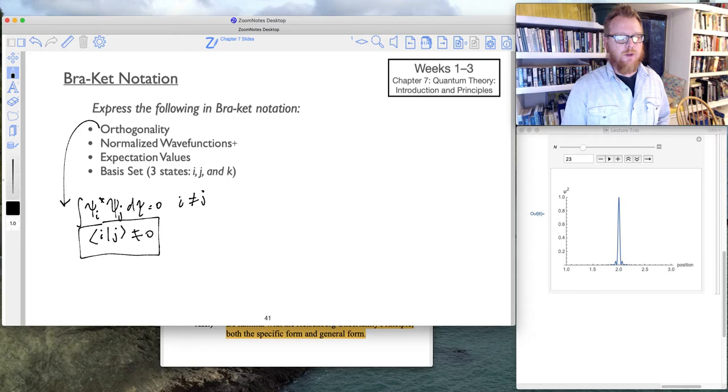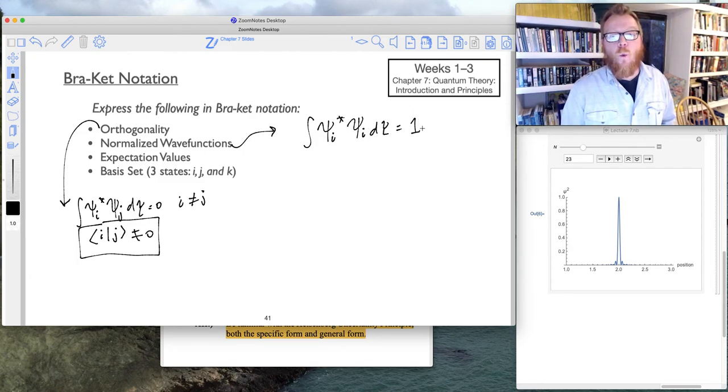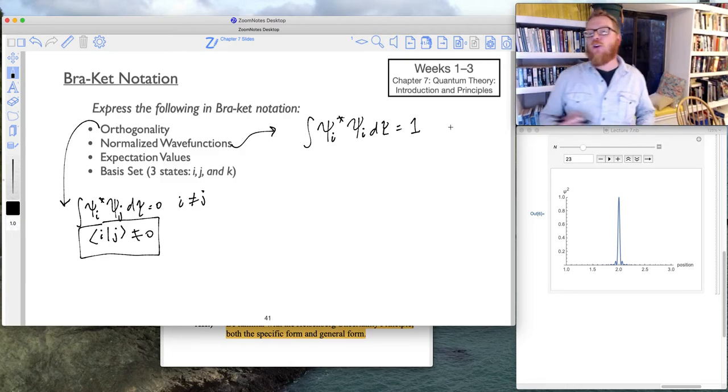So now what about a normalized wave function? Okay, let's do that over here. So I'll remind you, normalization. Let me just make sure that I write this down correctly. Okay, great. So I'll remind you, if I have a normalized wave function, that's the integral of psi I star psi I. So I can only normalize wave functions if they are in the same state, okay, d tau, and that equals 1. So this just tells me the wave function is normalized, okay, right?